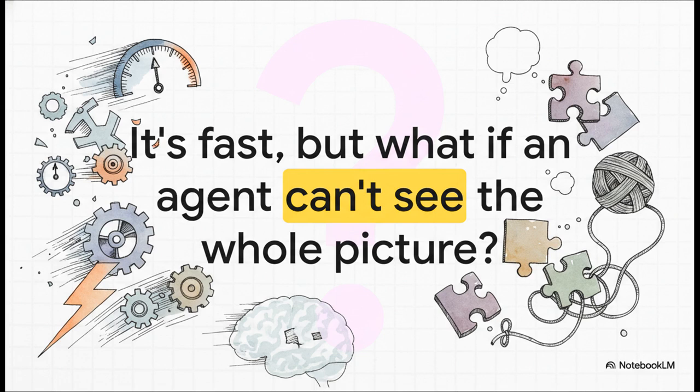So yeah, reflex agents are fast, they're efficient for simple stuff. But that lack of memory, that's their Achilles heel. They're great for a task where you don't need context. But what happens when an agent actually needs to understand the bigger picture or plan ahead? Well, to answer that, we've got to climb to the next level.